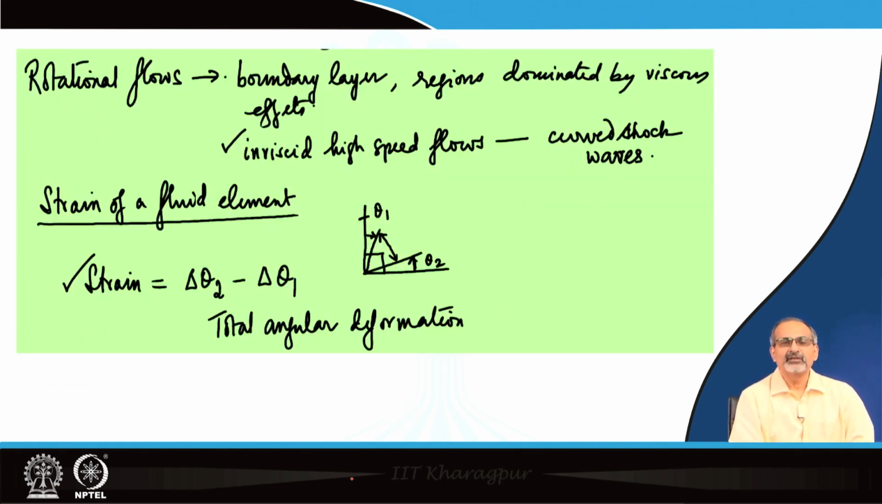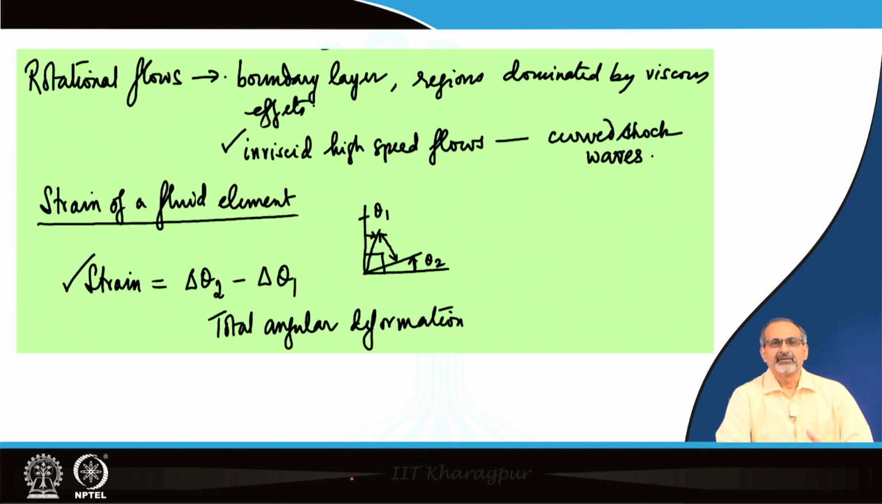Where can rotational flows occur? They occur in a lot of fluid dynamic situations, especially in viscous flows. We see them occurring in boundary layer flows, that means flows near solid boundaries where there is a strong velocity gradient. We see regions dominated by viscous flows like flow separation and so on, having rotational effects. In inviscid high speed flows where we have curved shocks, we can show that there would be rotational effects, there would be generation of non-zero values of omega and curl of v.